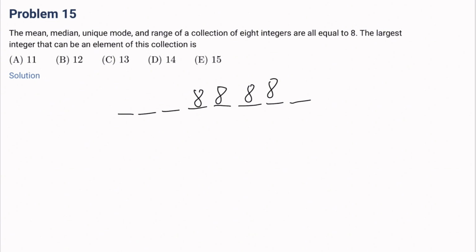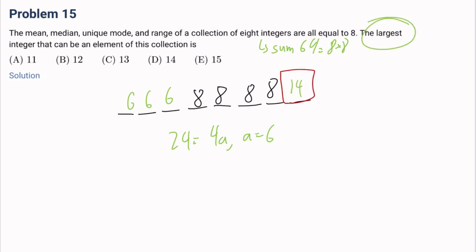And so if we have numbers like a here, then we would have a plus 8 here, but then for a and a plus 8 to be the maximum possible, we will have a like that too, right? But then the mean is equal to 8, so the total sum is 64, which is 8 times 8, but then since we have 5 8's already, that means we just have 3 8's left, so 3 times 8 is 24, so 24 equals these 4 a's. 24 equals 4a, so a equals 6, right? And so this is 6, 6, 6, and then this a plus 8 would equal 6 plus 8, which is 14, right? And we wanted the largest integer, so that's 14, it's D.